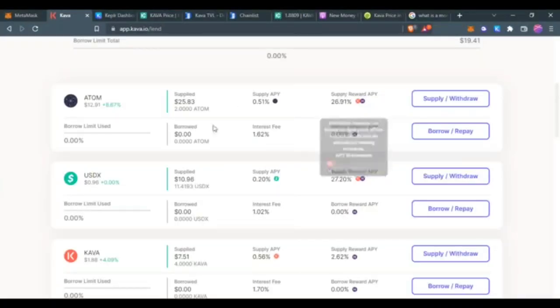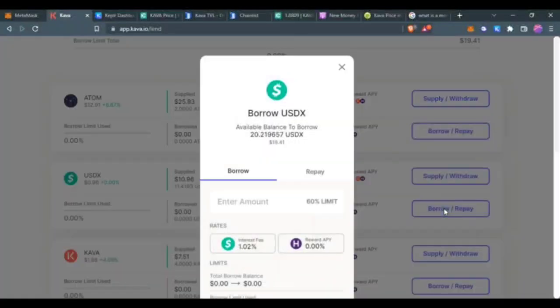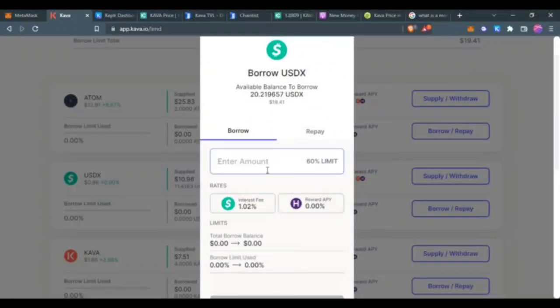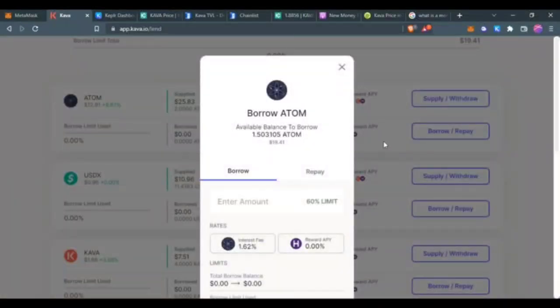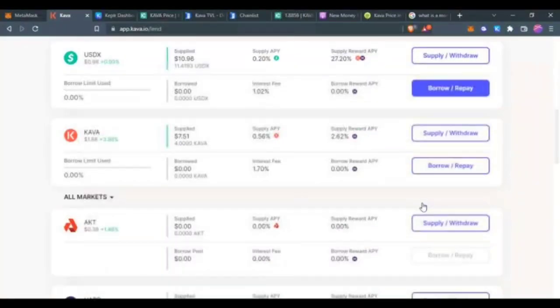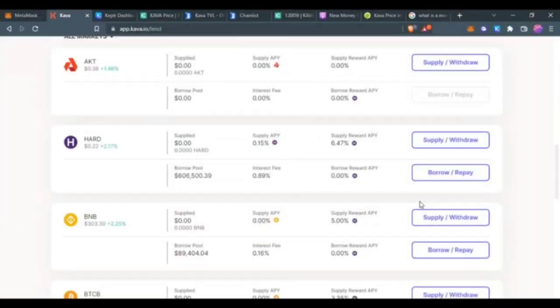Okay, here we go. Available balance to borrow. So the interest rate is going to be 1%. Now remember, this is if you want to borrow the Atom token. This is if you want to borrow the Kava token. And this is if you want to borrow USDX, which is what we want to borrow.